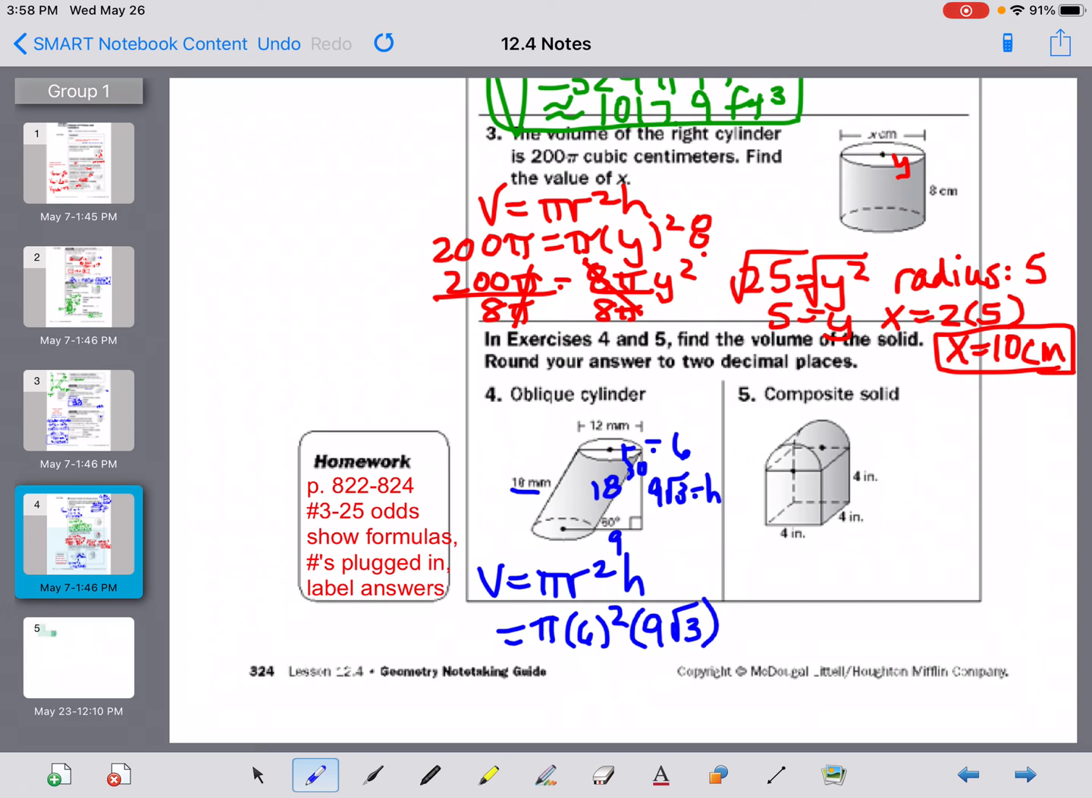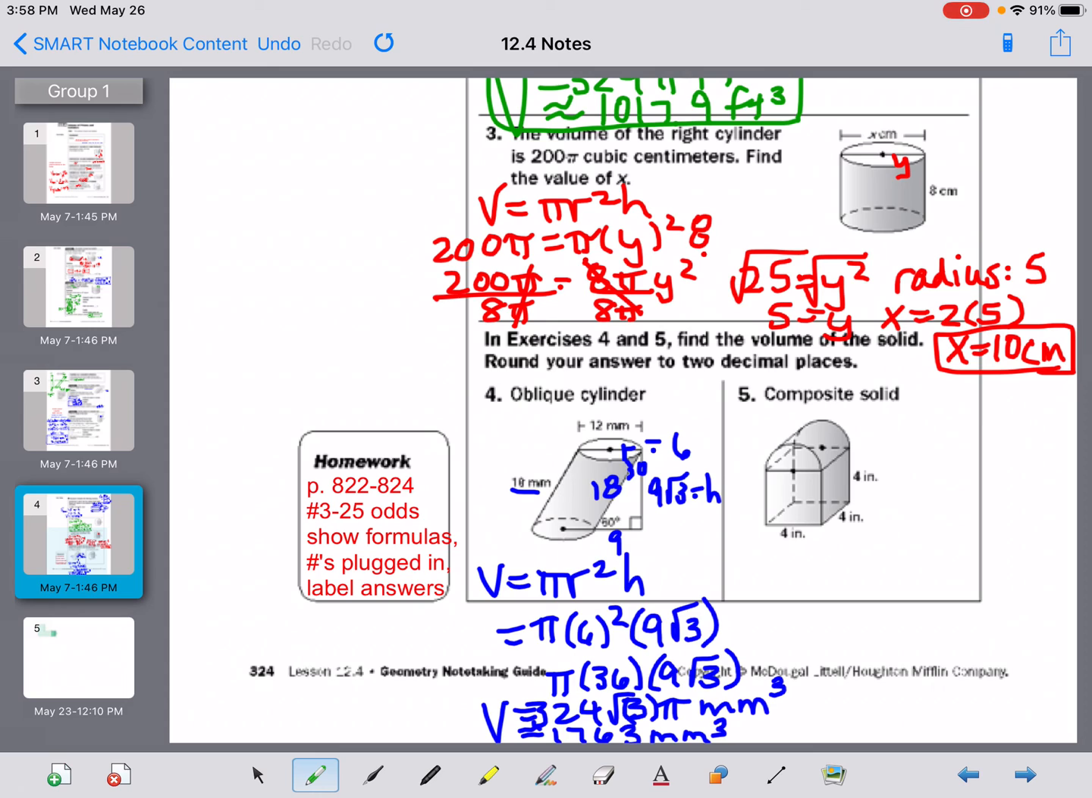All right, 6 squared is 36. 36 times 9 radical 3. I can multiply the 36 times the 9. That gives me 324 radical 3 pi. That is a very exact answer with radicals and with pi, millimeters cubed. If you want to, you can turn that into a decimal on your calculator. It's about 1,763 millimeters cubed. Make sure you close that parenthesis off the radical 3 before you put the pi there, or bad things could happen. Okay. All right.